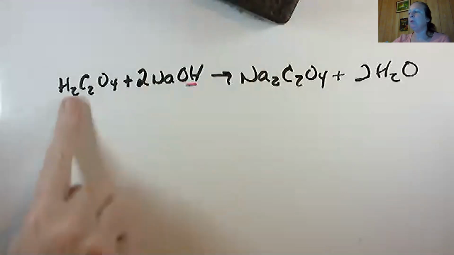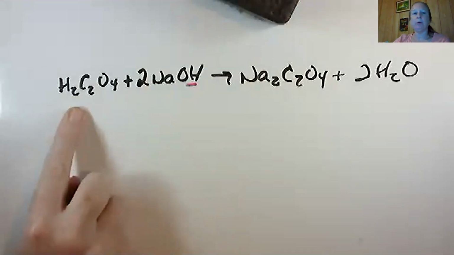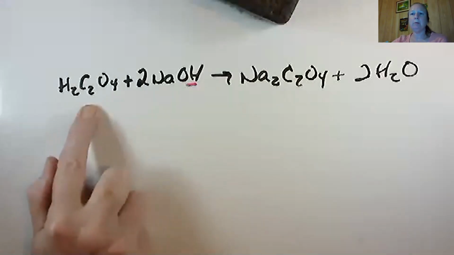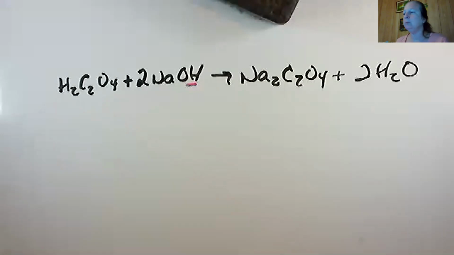This is polyprotic. I have 2 protons available for every mole of acid. I have 2 moles of protons that can be taken. So I will need 2 moles of base for every 1 mole of acid because it has 2 hydrogens there. It has 2 protons that can be removed. All right, so now we have our relationship.